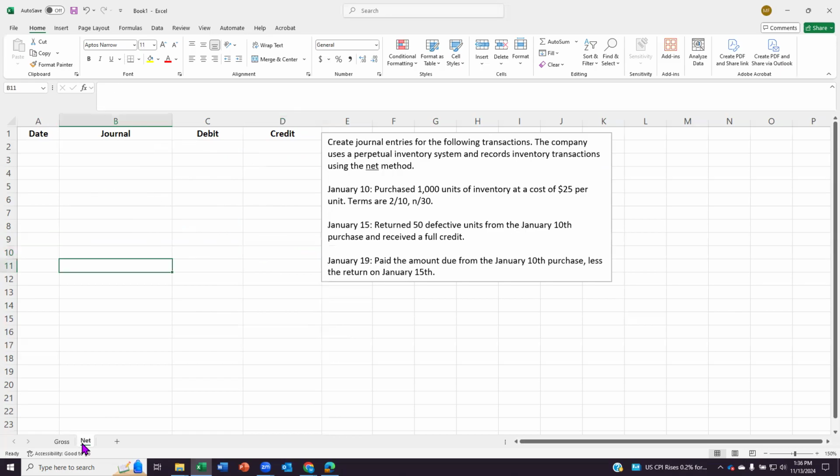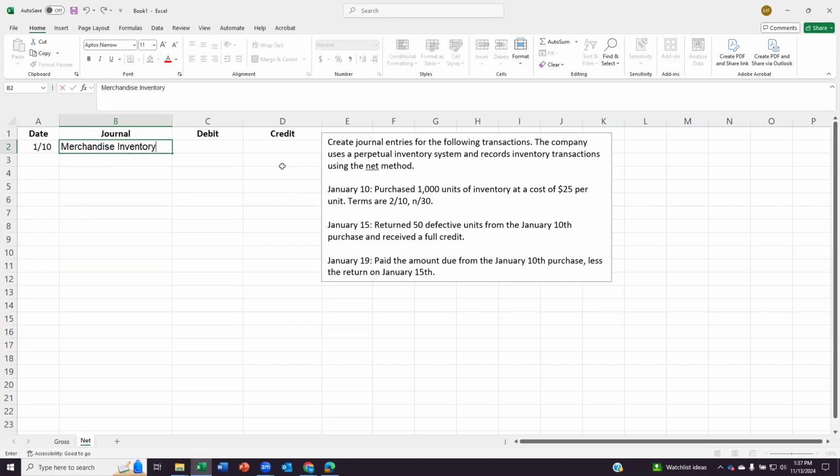So if we took the same problem, but now we have a company that uses the net method rather than the gross method, what that means is we assume upfront that we are going to take the discount. So we record our transactions at the net amount, meaning the gross price minus any discount. So if we were to do that on this first transaction dated January 10th, we would have merchandise inventory and accounts payable.